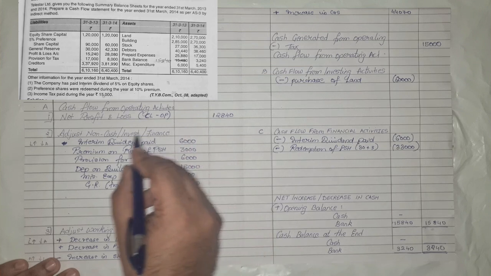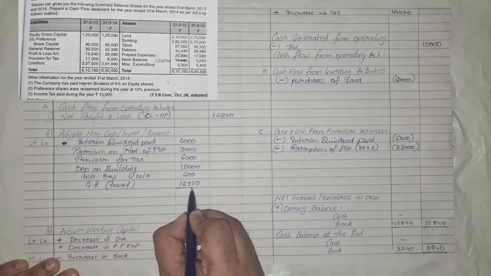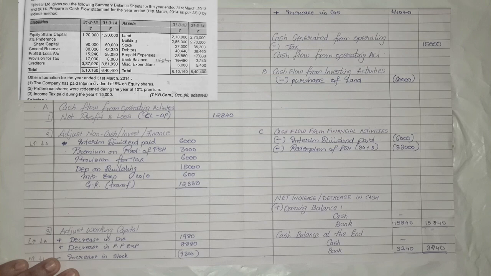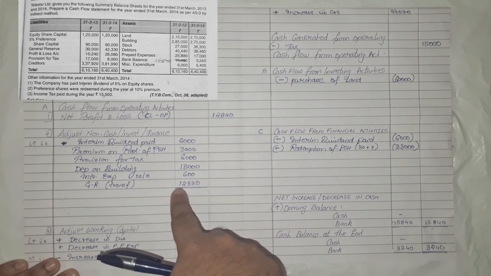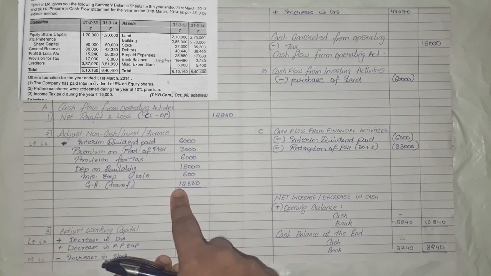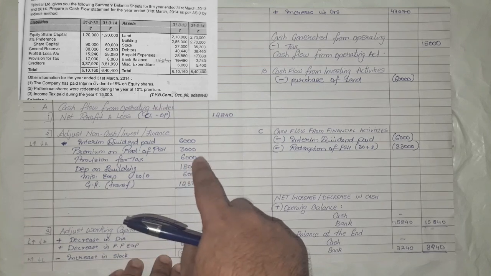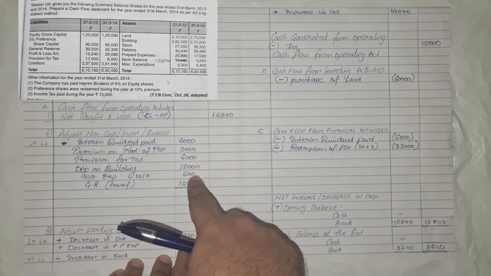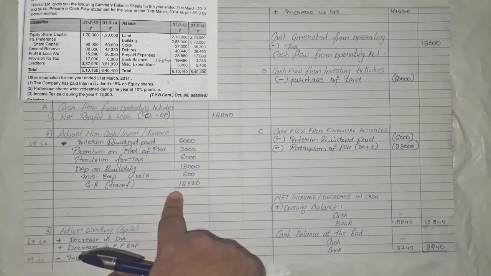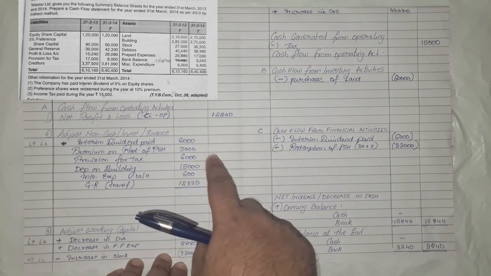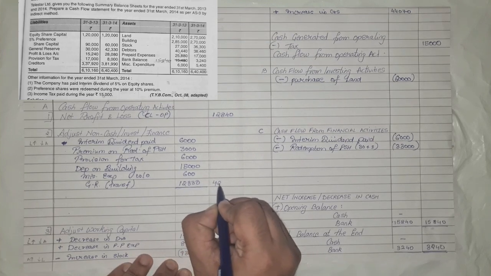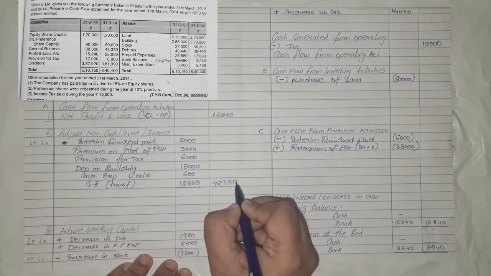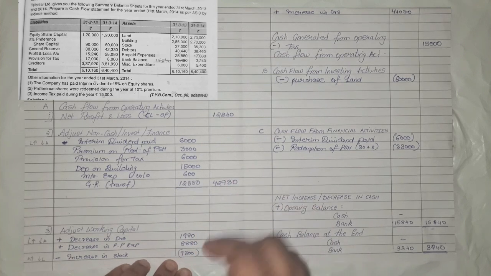First we will take the total of adjusted non-cash. There was no less here, so only positive amounts. 6 plus 3, 9, 15, 30, 36, 46, and there's 600. So it will become 42,930. Okay, and it is a positive value.